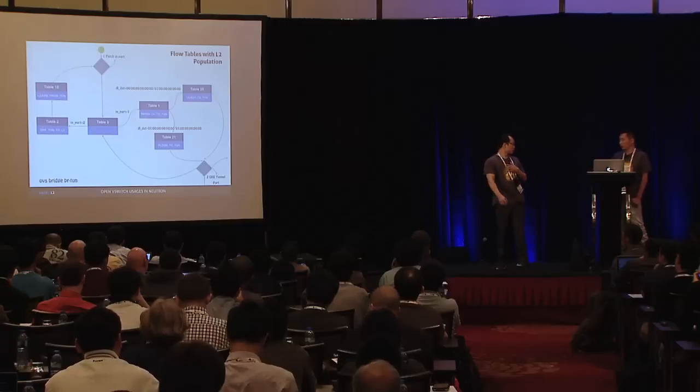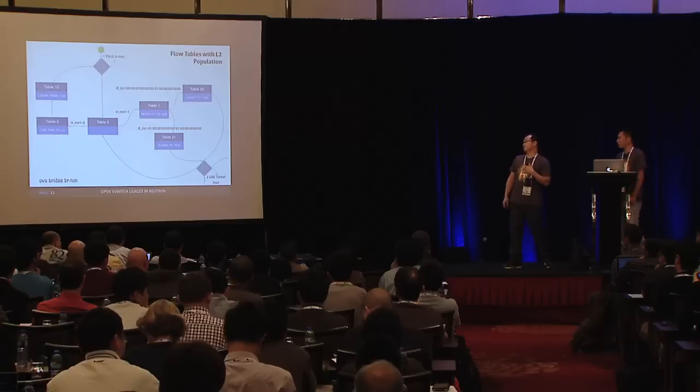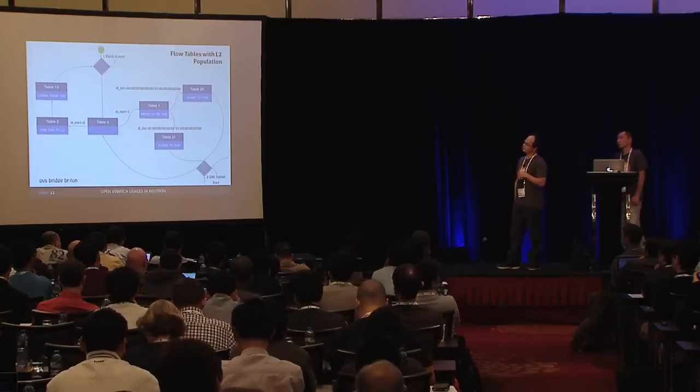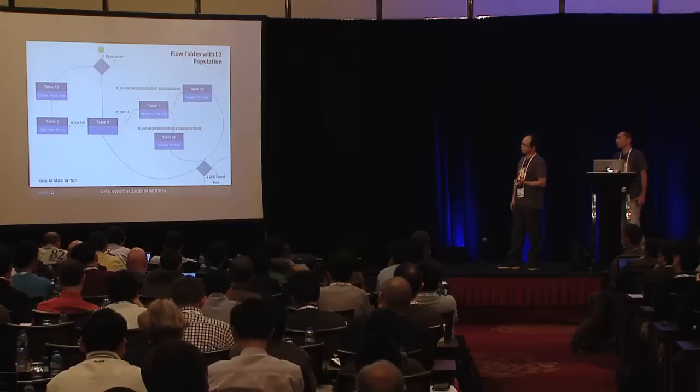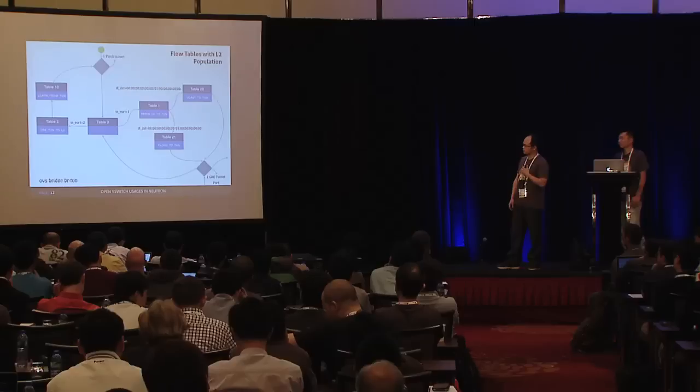If it is broadcast traffic, if it is the broadcast traffic, table 1 will direct the traffic to table 21. Table 21 will flood to the GRE tunnel ports.